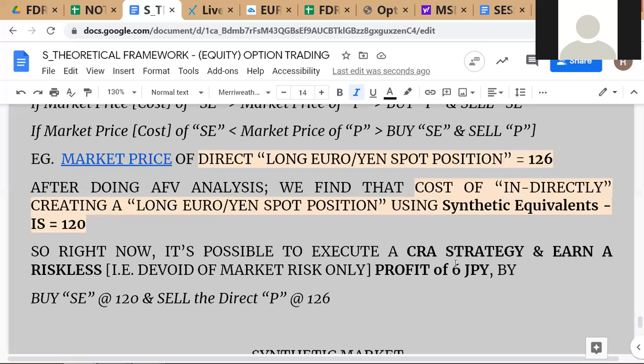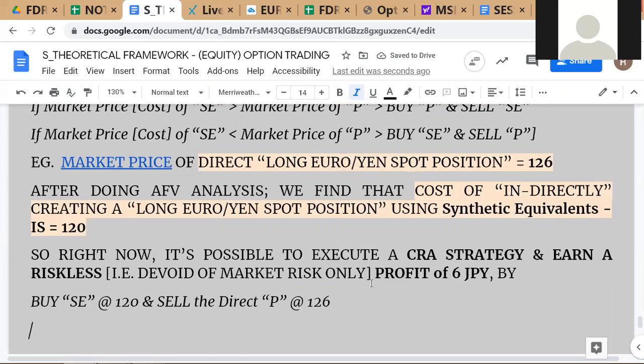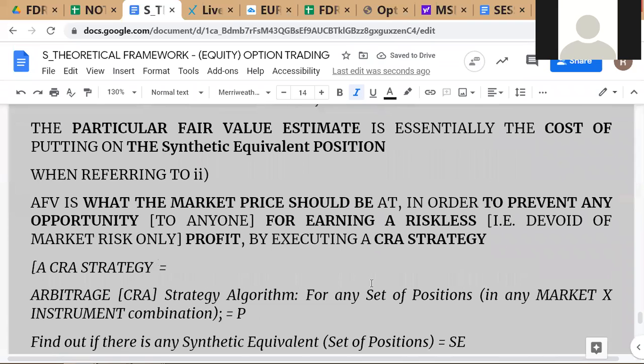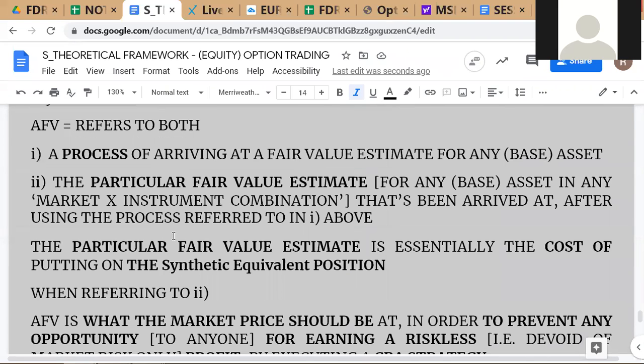So, the actual profit on a particular one unit may be very small, but that doesn't matter because you will do the position, you will do the trade for a massive number of units. Right. So this is the idea here. Coming back to this long discussion, make sure you understand what we mean when we use the word AFV in the sense of 2, the fair value estimate.